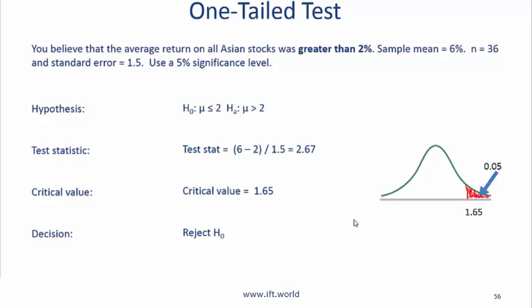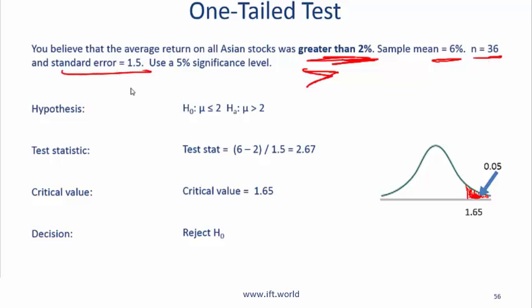Okay, next we look at a one-tailed test. You believe that the average return in a given month was greater than 2%. So the moment you see this, you are doing a one-tailed test, and if you believe that the return is greater than 2%, then make this greater than sign, and this is pointing to the tail that you are interested in. So that's how you remember which tail. Greater than means that you are interested in the right tail. Sample mean is 6%, and the rest of the data, n is 36.